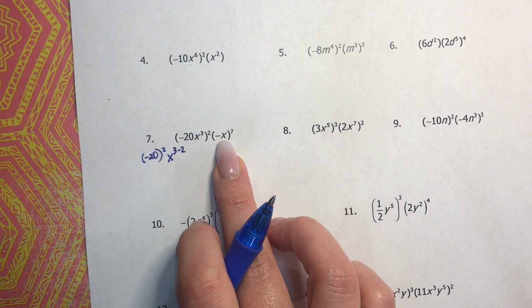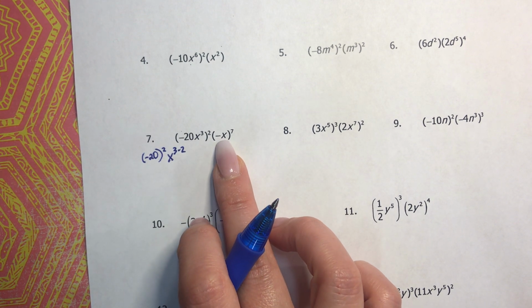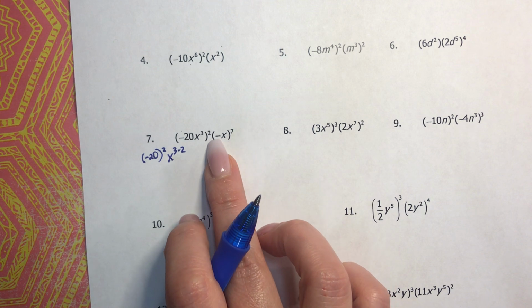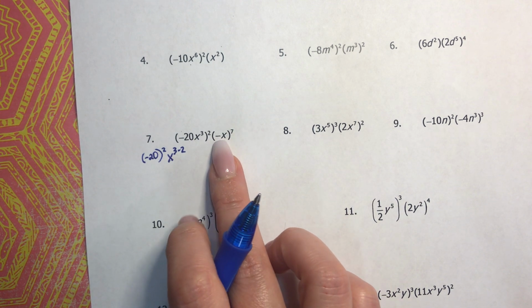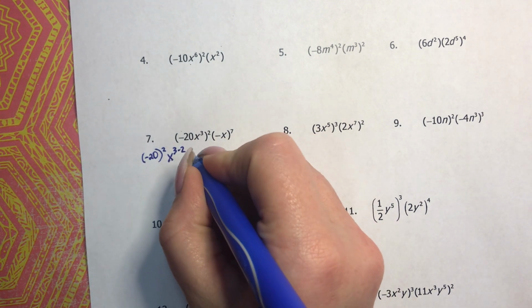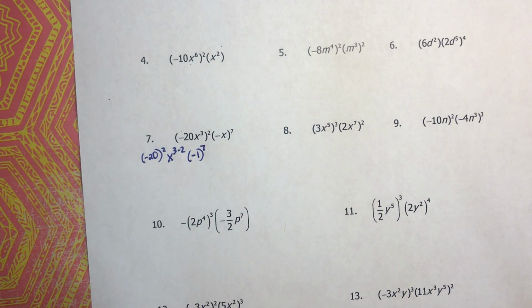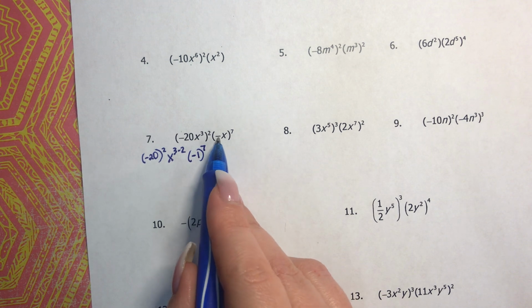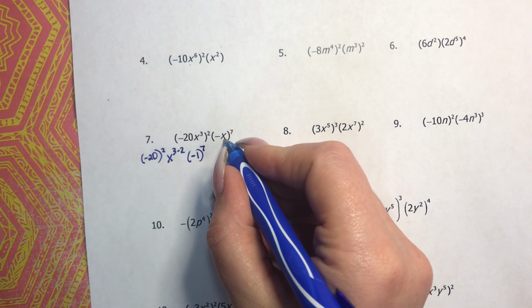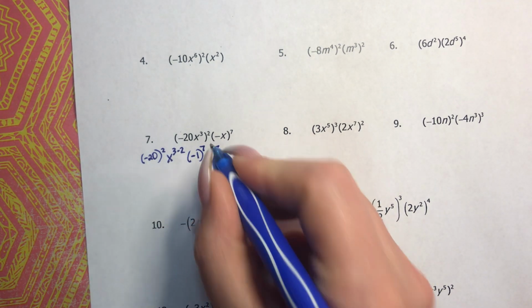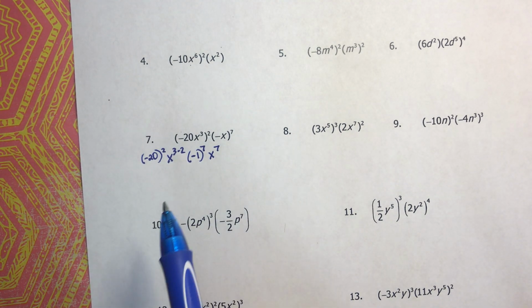And then we're going to look at this, right? Negative x to the 7th power. Since there is no number in front of that negative, I'm actually going to write that negative as a -1 and call that -1 to the 7th power. So I'm going to look at this as 2 things. And then this is going to be x to the 7th power. Okay? Then I'm going to simplify.